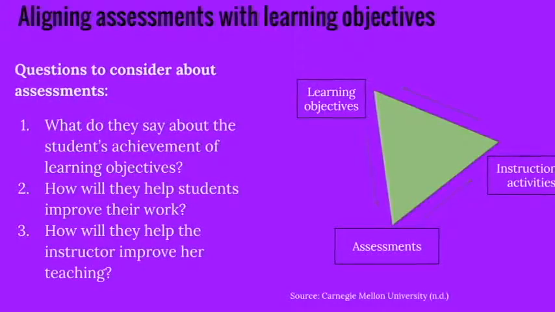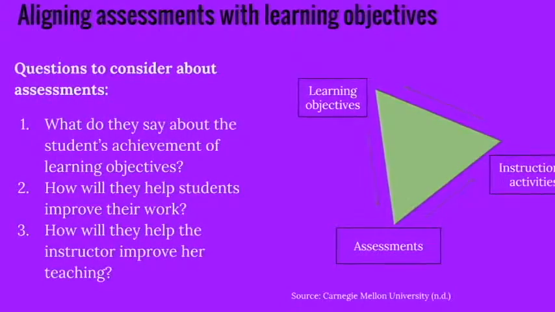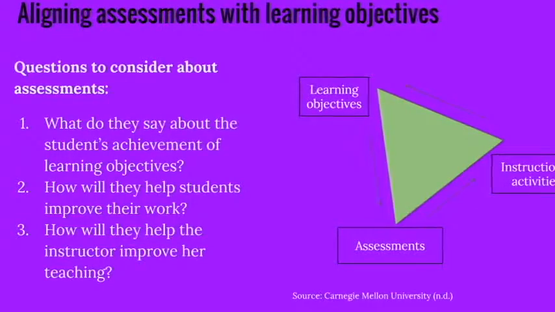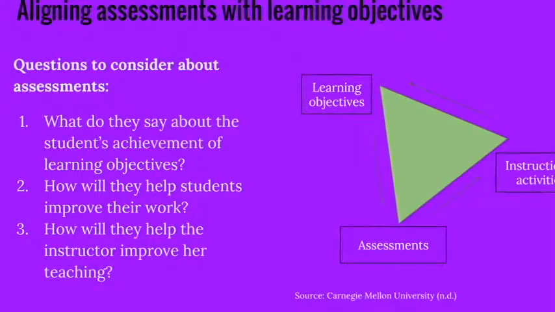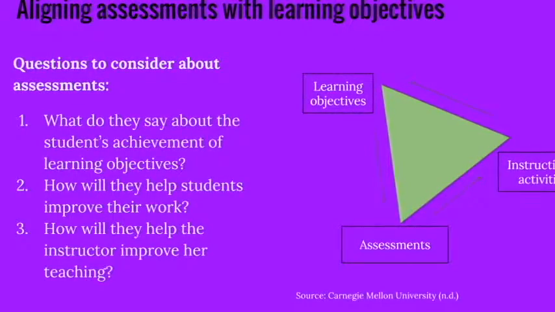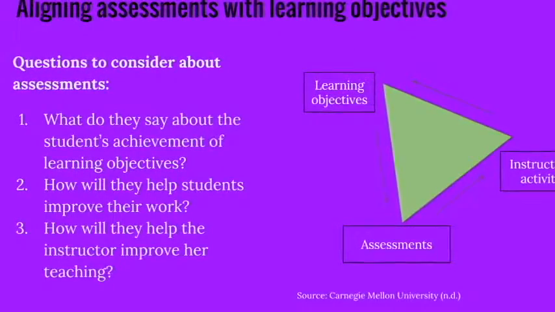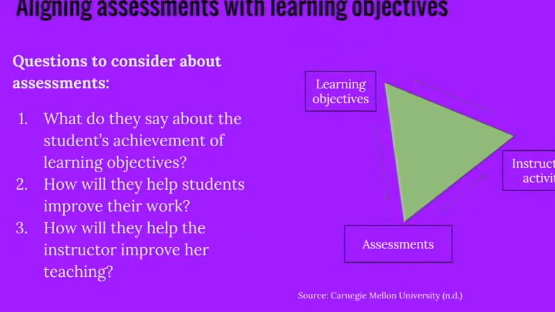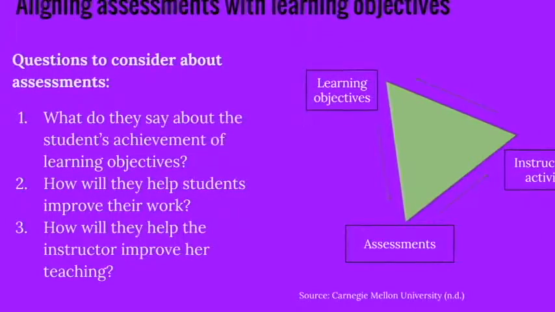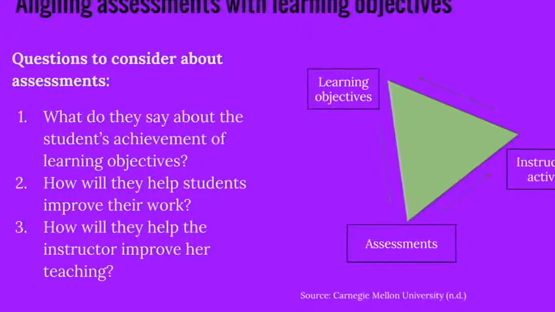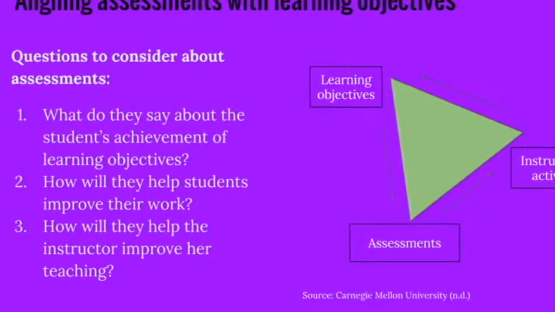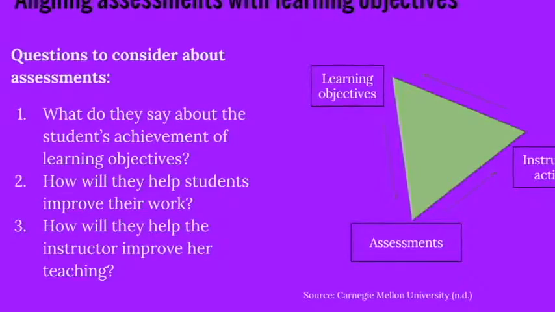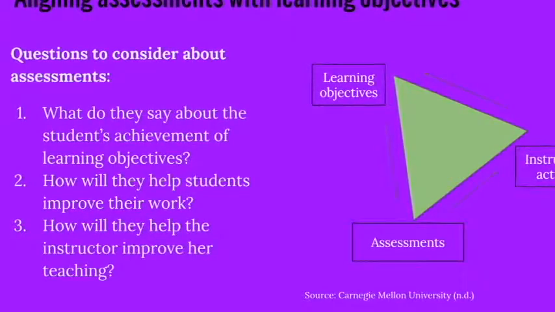The graphic in this slide illustrates how the alignment of learning objectives, instruction, and assessment operate like a feedback loop. Assessment results provide an instructor with information on whether course learning objectives are being achieved, and if not, how students can improve their work or how the instructor can improve her instruction. In this sense, well-designed assessments are a source of evidence that can guide both the instructor and students.